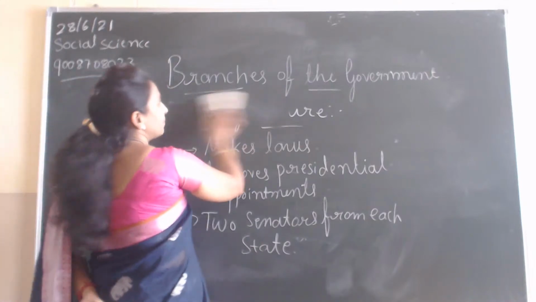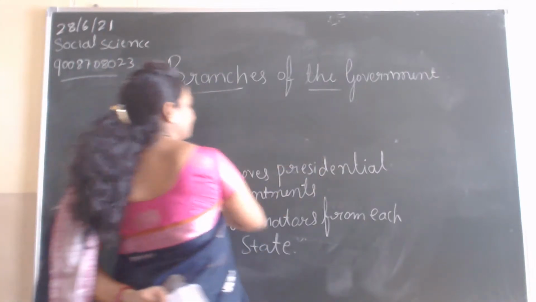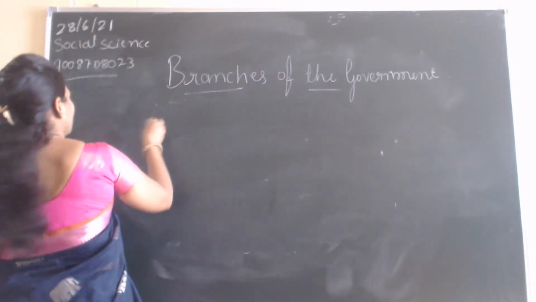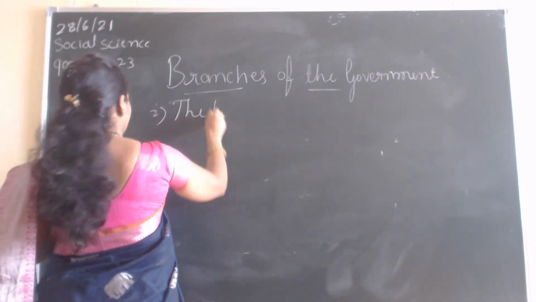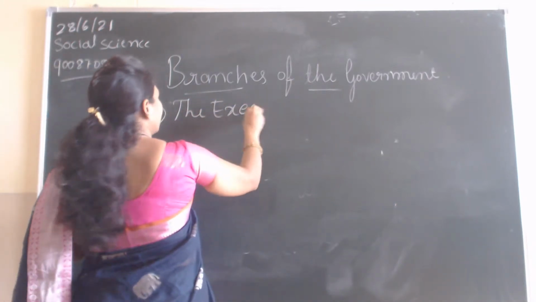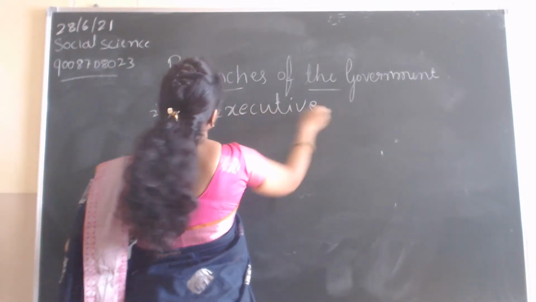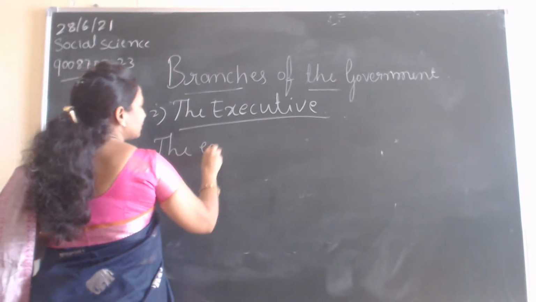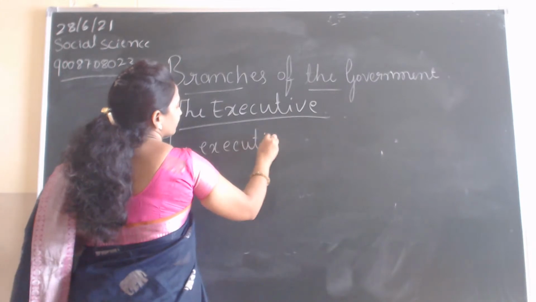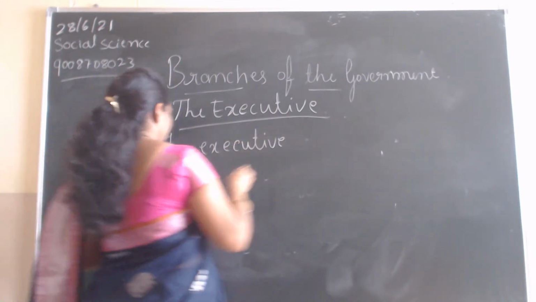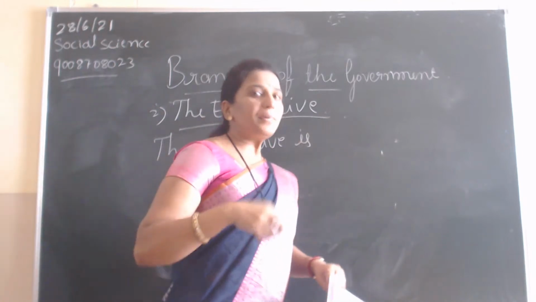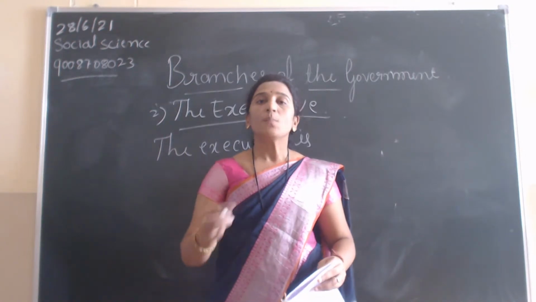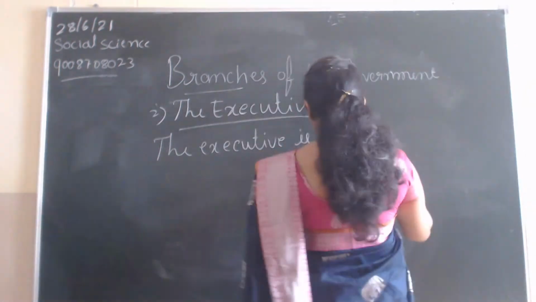Next, we'll go to the second branch of our government, that is the executive. The executive is one of the branches of our government. What does it mean? The executive is responsible for implementation and administration of laws and policies.